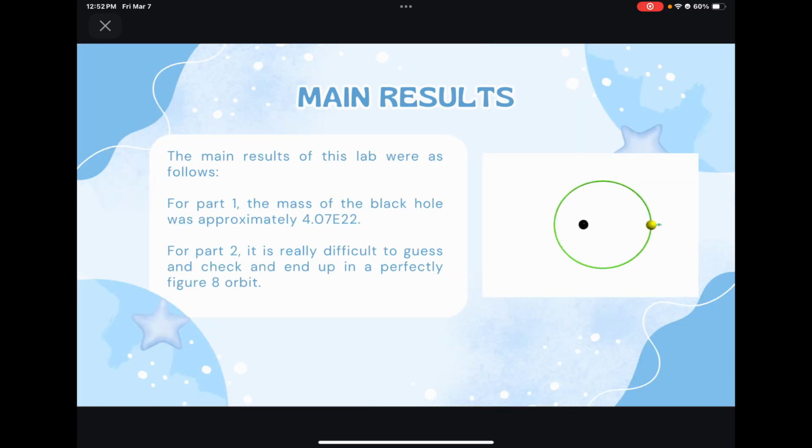The main results of this lab were as follows. For part 1, the mass of the black hole was approximately 4.07 times 10 to the 22nd. For part 2, it's really difficult to guess and check and end up in a perfect figure-8 orbit.